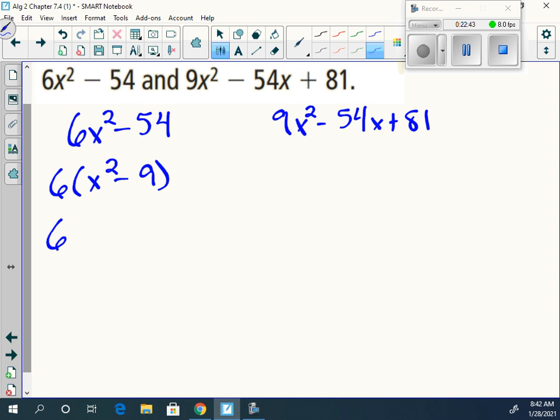Okay. I'll give you all a second here. I'm going a little fast. So if we factor x squared minus 9, we'd get what? X minus.